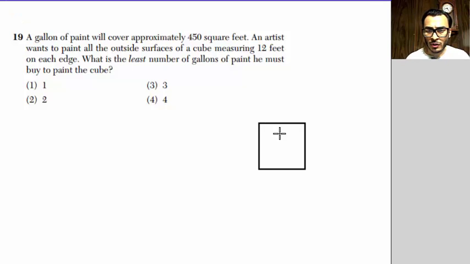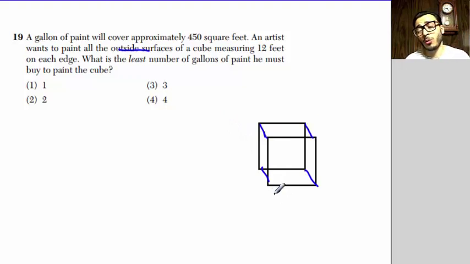All right, so picture a cube. Try to do my best over here to draw one. He wants to paint, it says, the outside surfaces. So in total, that's 6 surfaces, right? We got 1, 2, 3, 4, 5, 6. Yep, that's 6 surfaces. There's 6 faces to a cube, and each surface is a square.